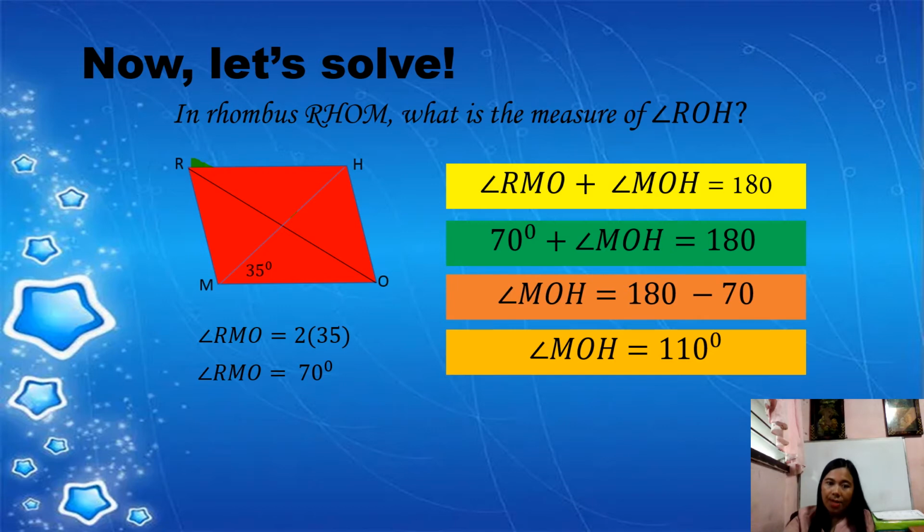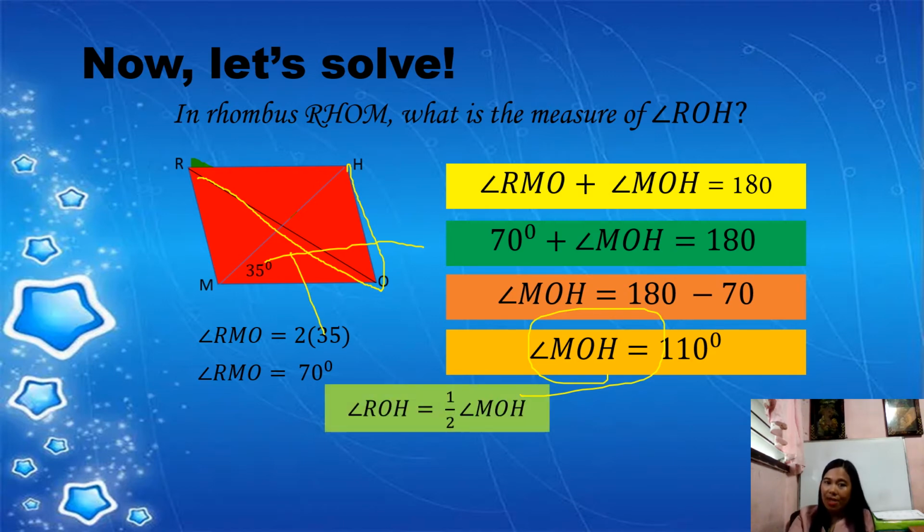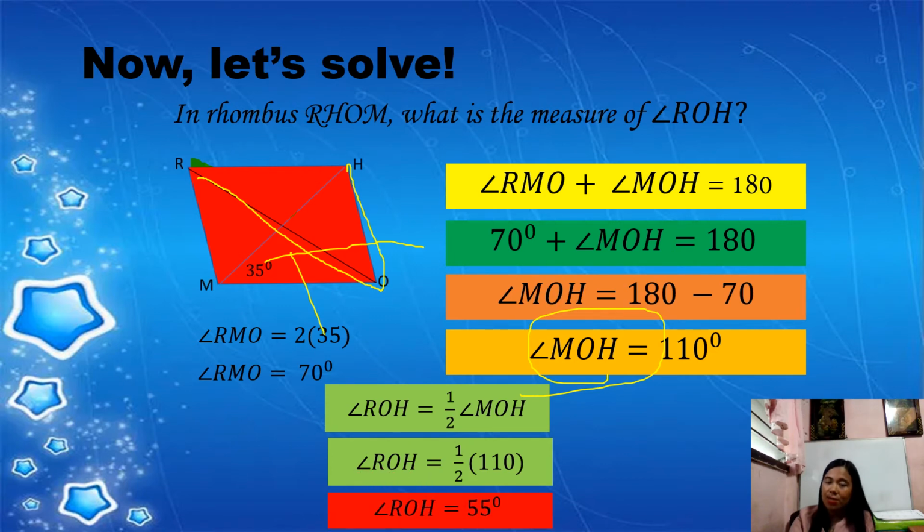Now the problem is asking for, wait for a while. The problem is asking for this angle. And MOH is the whole part of it. So by theorem 4, ROH is 1/2 of angle MOH. So all we need to do is divide 110 by 2 to get the measure of angle ROH. And it's actually equal to 55 degrees. Okay, problem solved.